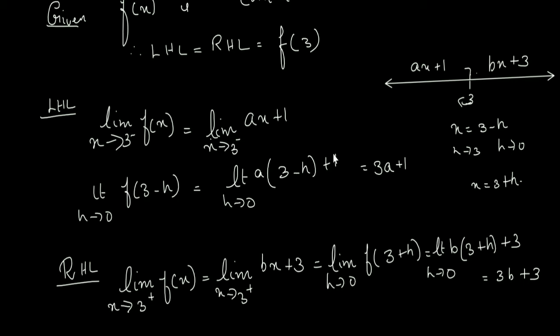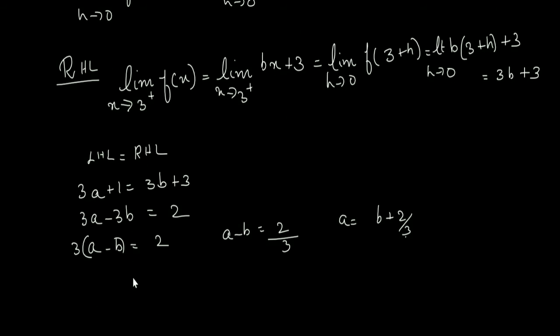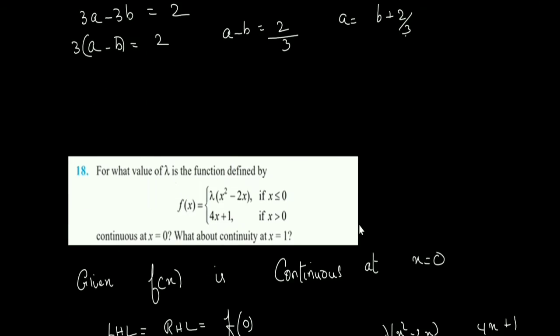Now because the function is continuous, the left hand limit is equal to the right hand limit. So 3a plus 1 is equal to 3b plus 3. So 3a minus 3b is 2. So 3 into a minus b is 2, so a minus b is 2 by 3. So a is b plus 2 by 3. So there is a relation between a and b. We move on to the next question.